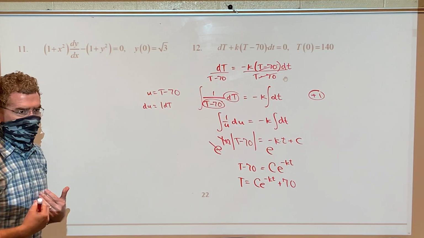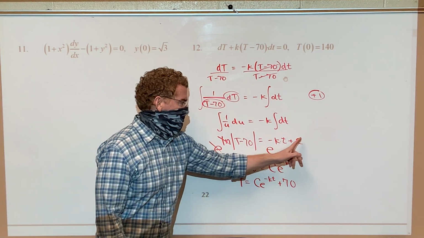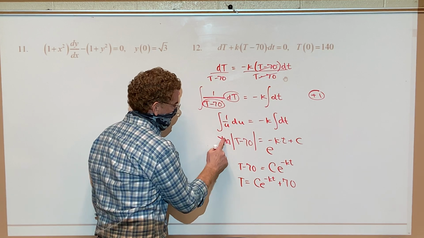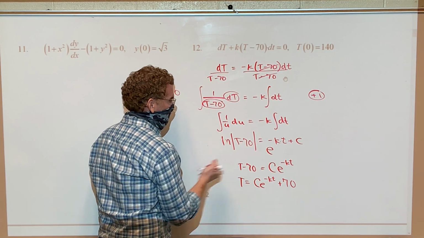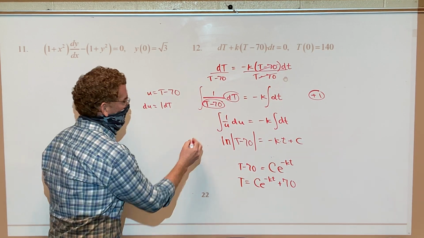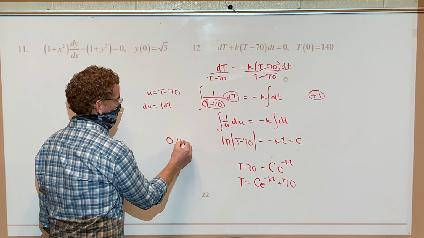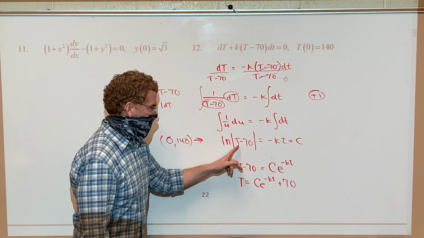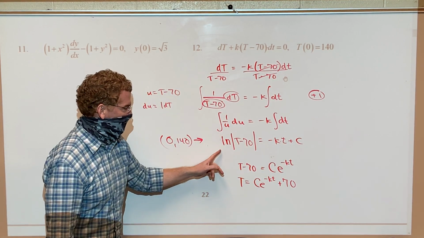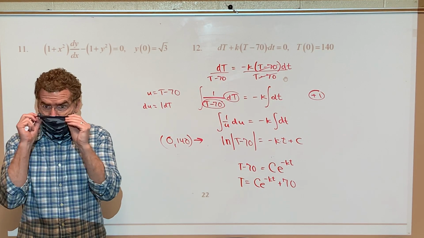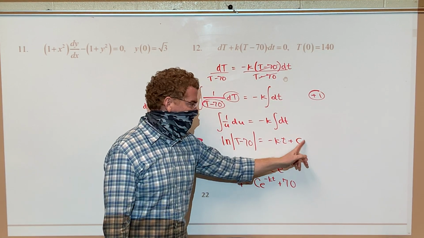Now, I personally don't like solving for C here. I could have done this right here: if I come in on this problem and go, all right, time to solve for C, I'm going to plug in the point 0, 140 in here. If I plug a 0 there and a 140 in there, I get C equals natural log of absolute value of 70, which is natural log of 70. I can do that. I can plug ln of 70 in there.